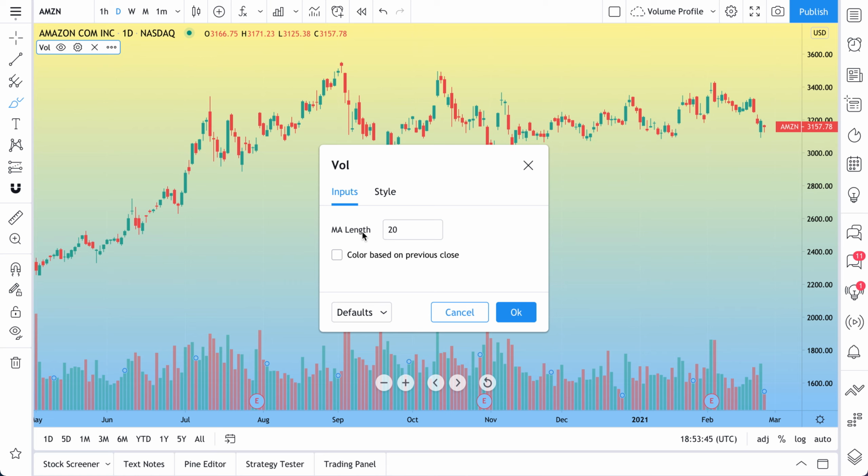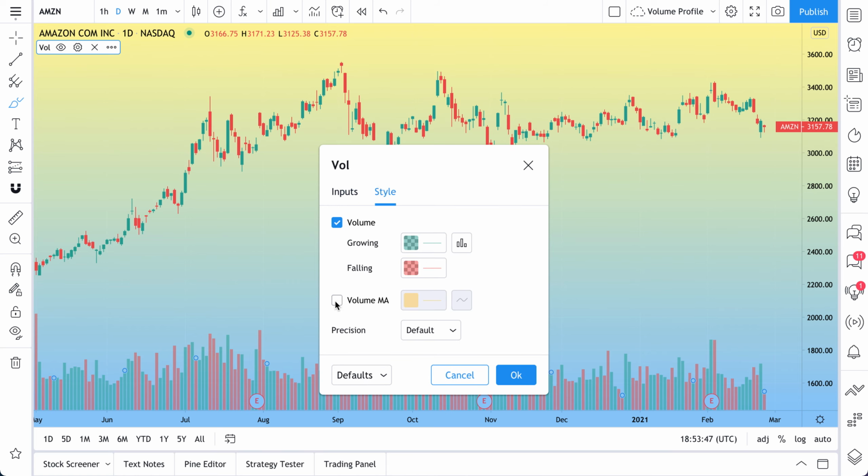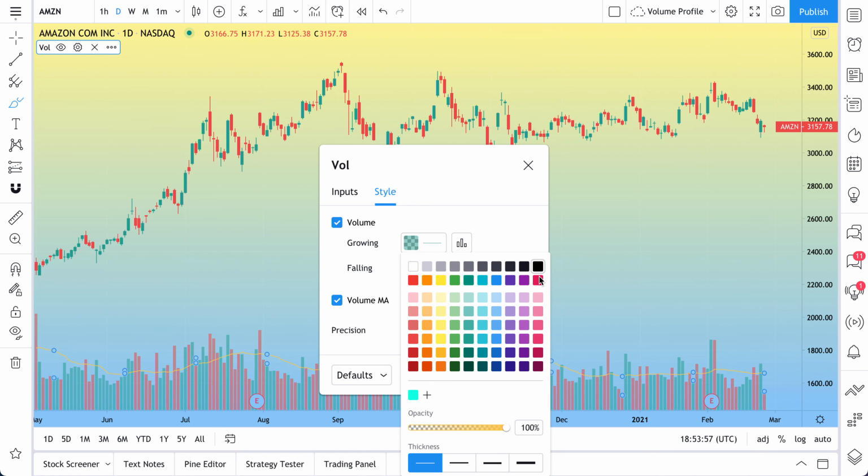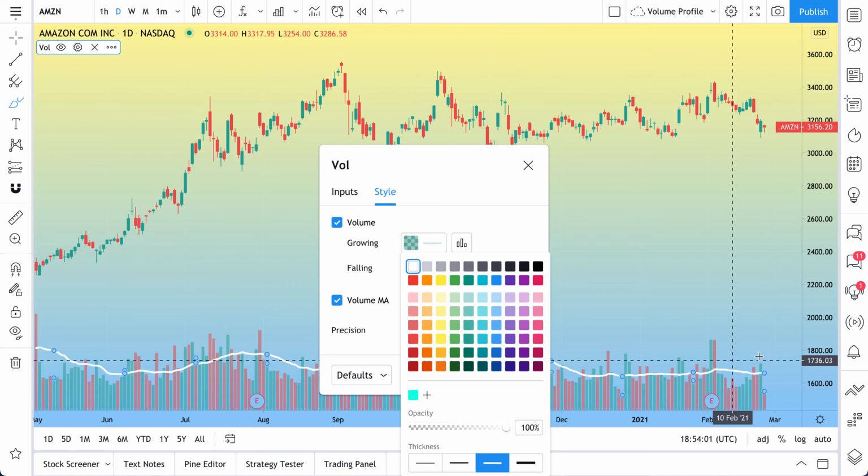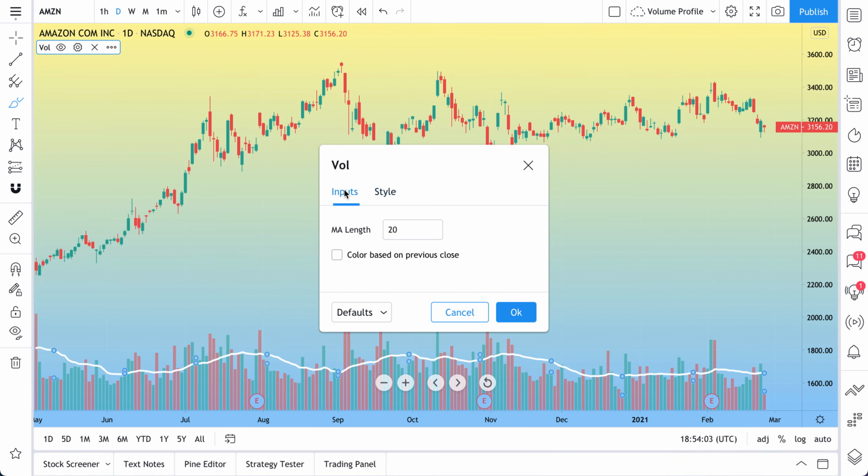MA means moving average length. So see this volume MA? That's your moving average for volume. Watch what happens when we check this box. There's now a moving average for volume. Let's change this color. How about white is just fine. Let's make the line thickness a little more so we can't miss it. Now let's go back to inputs.